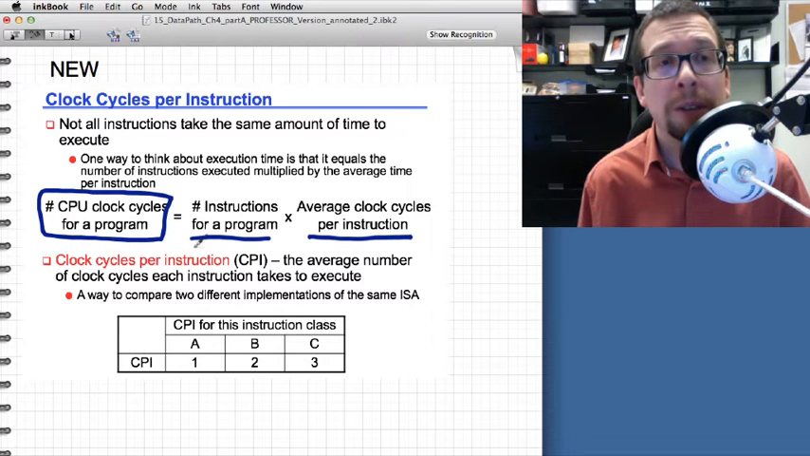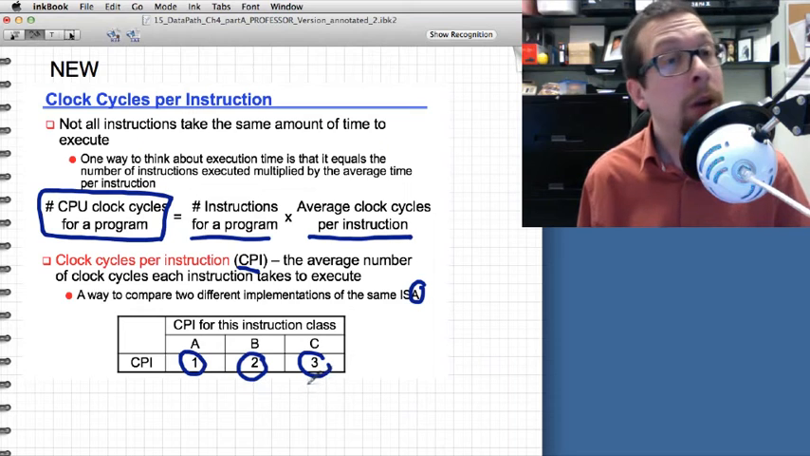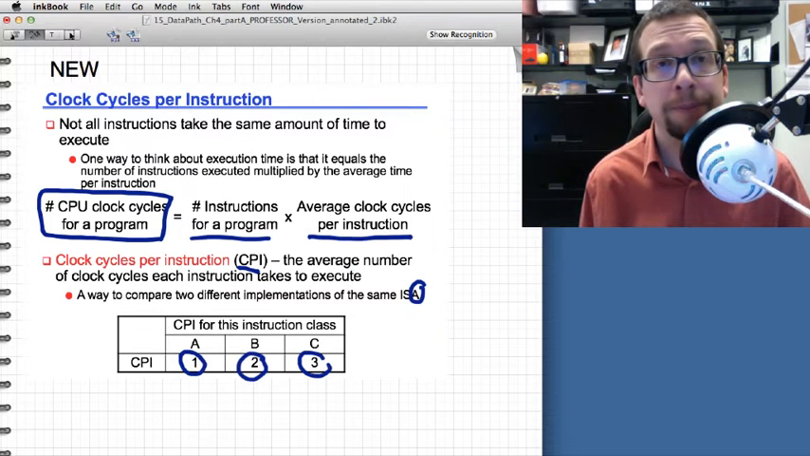So the clock cycles per instruction, or CPI, is the average number of clock cycles each instruction takes to execute, and it's a way of comparing two or more different implementations of the same architecture, and that's where the A comes in for the ISA. So for a particular type of instruction class, you may have in one implementation one CPI, you might have 2 clock cycles per instruction, or you might have 3 or more, and that's entirely possible.